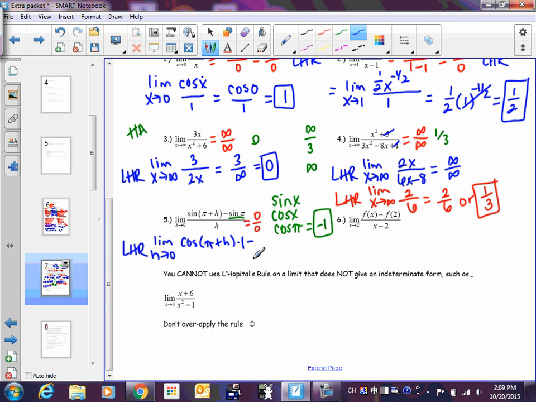minus sine of pi is a number, right? What's the derivative of any number? 0. And then h, the derivative of that would be 1. And now we take the limit. See what happens when we plug 0 in for h? We get cosine pi, the same way that we did before. I'm just kind of showing you that even though this is different, you're still getting the same answer. It's still actually a pretty similar process.